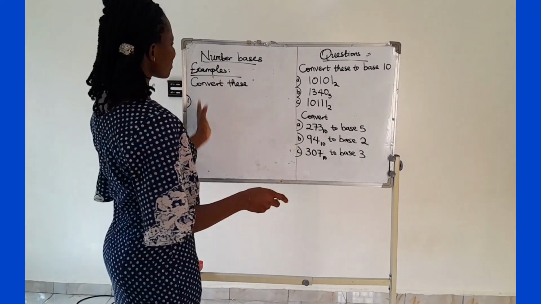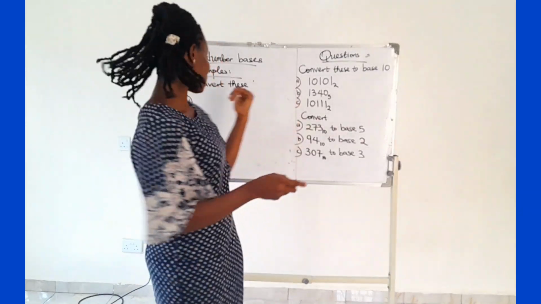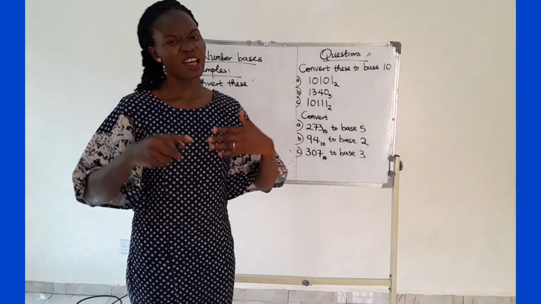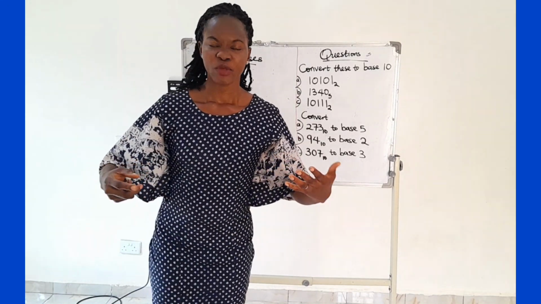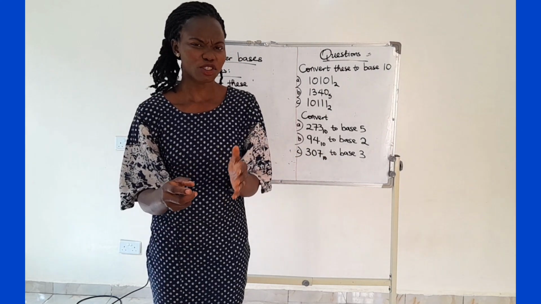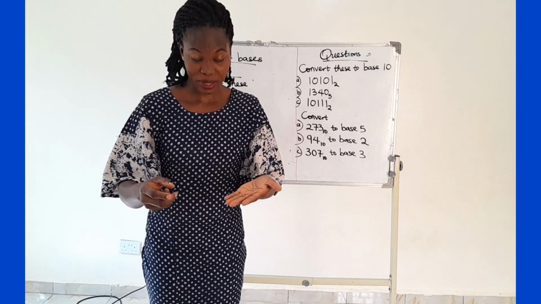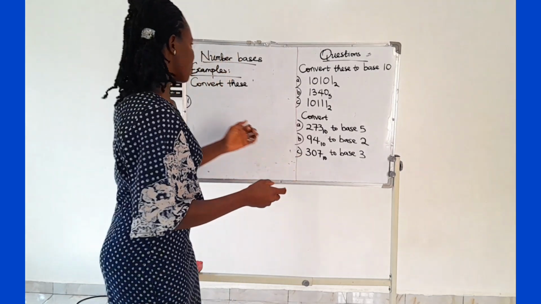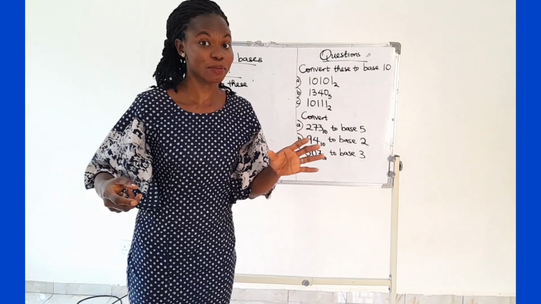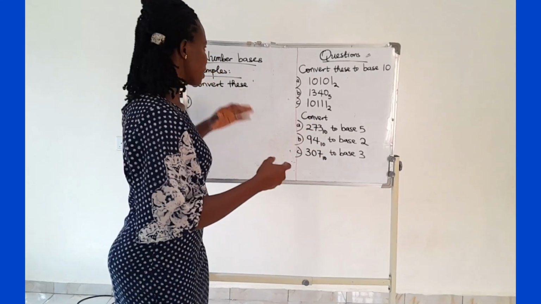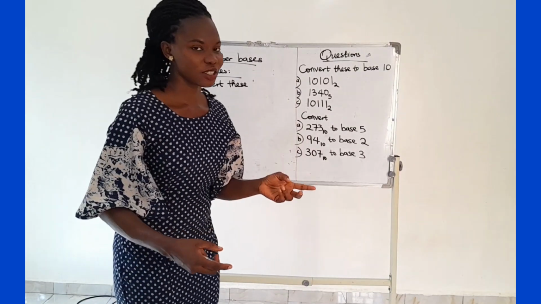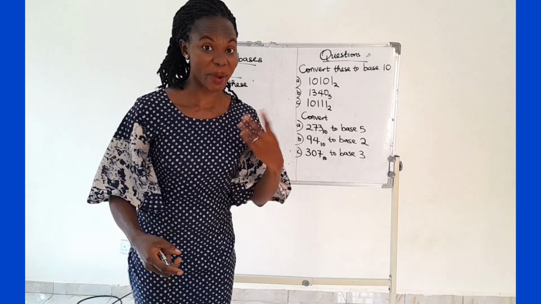Alright. The topic for today's video is number bases. A number base is a system of counting, and it tells us the number of digits a particular base has. The commonly used one is base 10, called the decimal number system. Each base has a particular number of digits. For instance, base 2 is called binary.